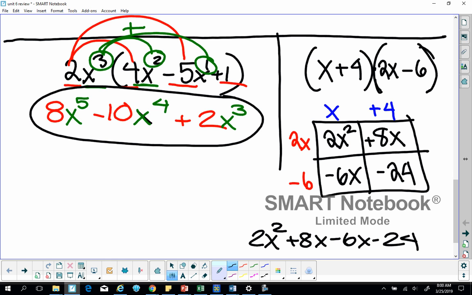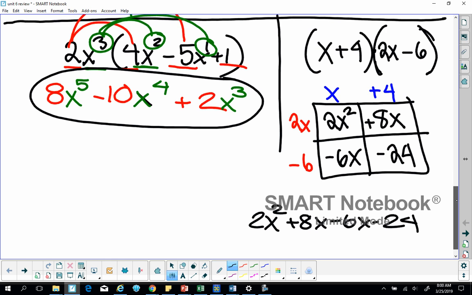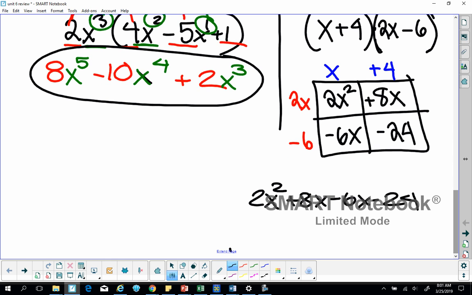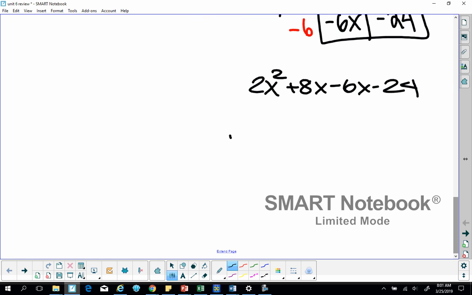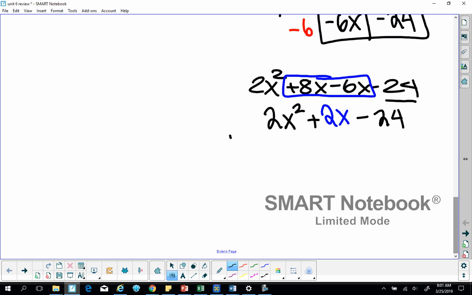Then which two can I combine? 8x and 6x. What is 8 minus 6? Positive 8 and plus negative 6. What do you end up getting? What's 8 minus 6? 2. And I bring the x with it. And then I just bring the other ones down. 2x squared, there's nothing to combine with, minus 24. That's my answer.